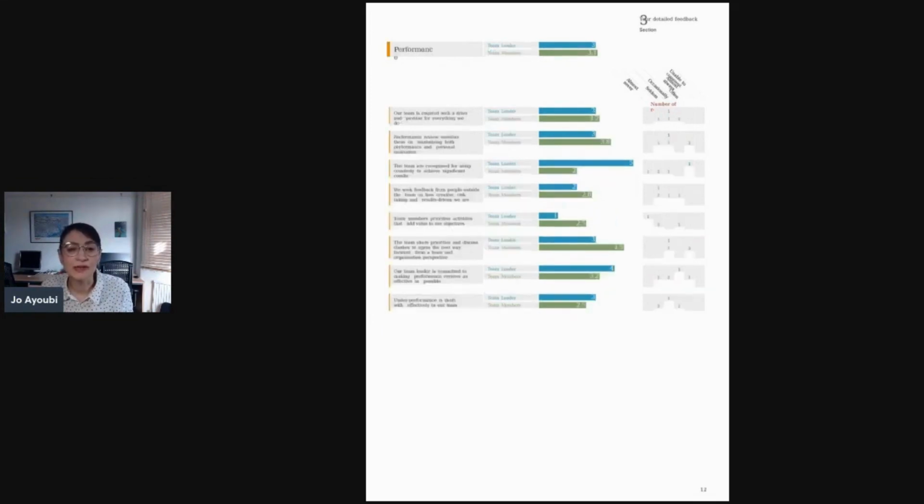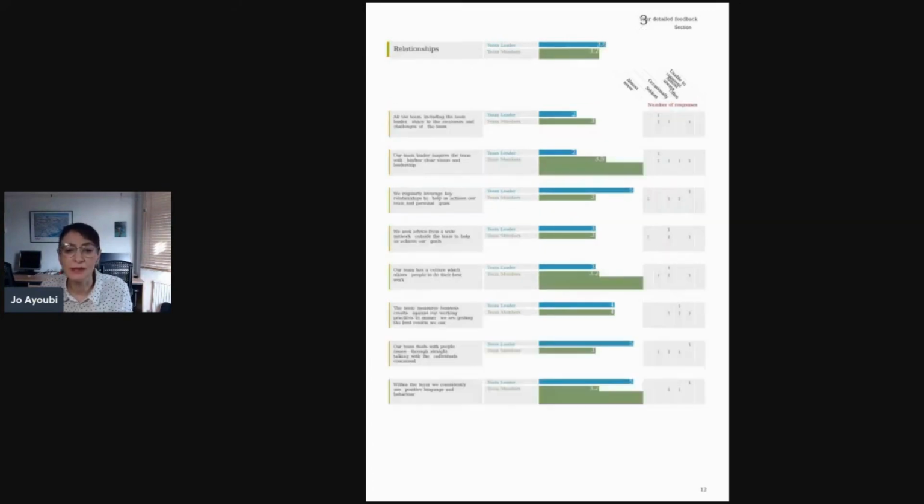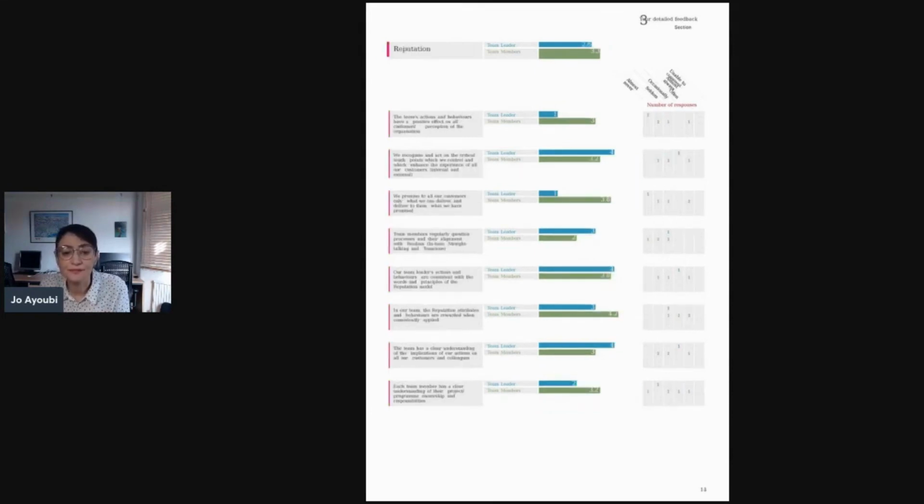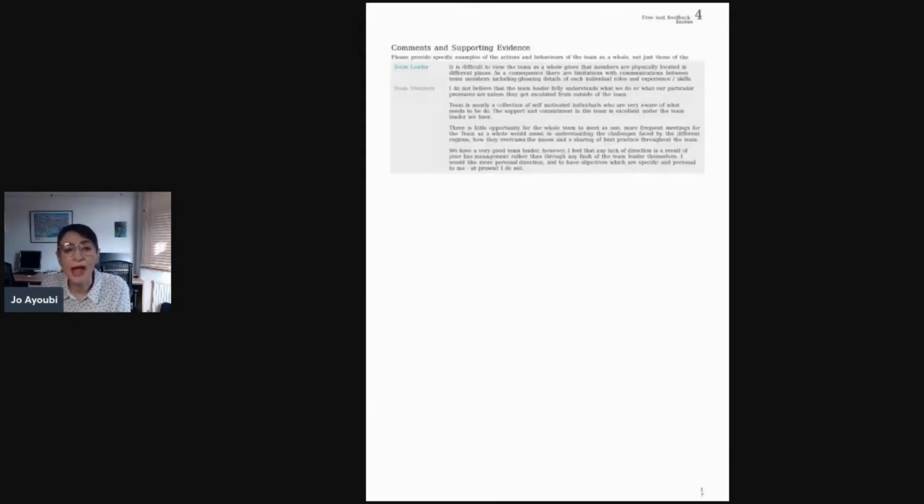Again, performance, these are the areas we looked at, and we can see the differences between the team and the team leader, and also the team itself, where it's got strong ratings and where it hasn't. And reputation. And we've also provided, as you saw in the questionnaire, the opportunity for people to give some written feedback. Normally there'd be a lot more than this, but I just wanted to give you an example of what that looked like.